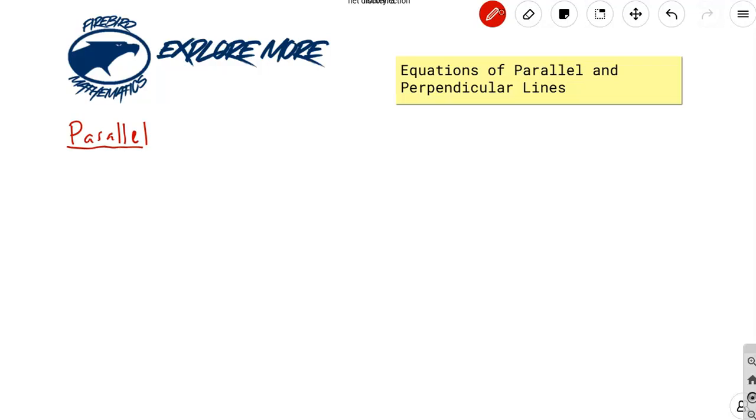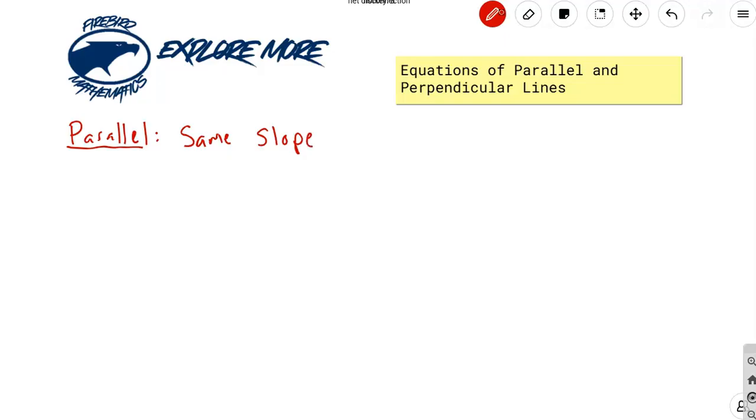So parallel lines, you may remember back in 8th grade, you talked about parallel lines, and a lot of times you say things like lines that never intersect, and that's true. But today when we're talking about a pair of lines or a set of lines, the key for parallel lines is that they have the same slope. So the reason they don't intersect is because parallel lines have the same slope.